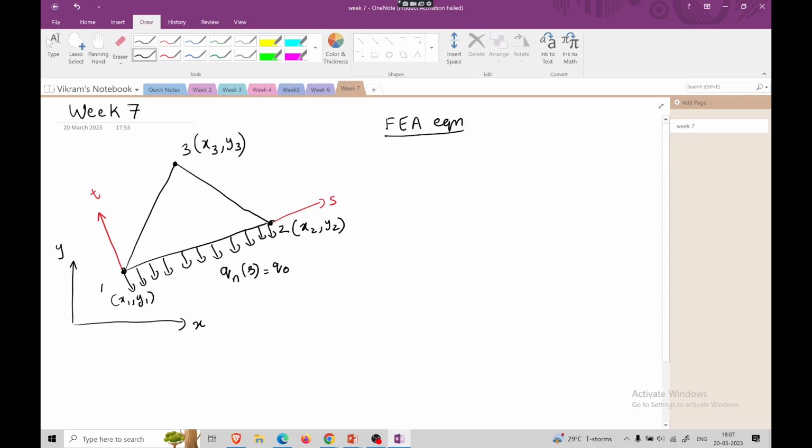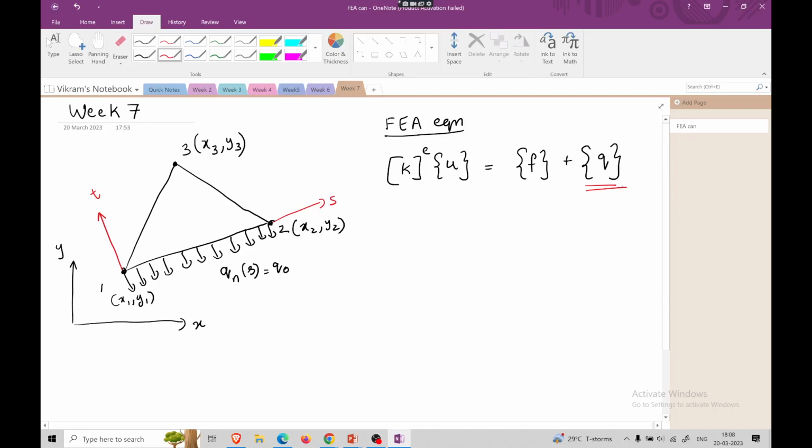So in short, I can say in a global manner, for a single element, since we are dealing with only one element: K, the stiffness matrix, into the displacement will be equal to my force term plus a boundary term. So this is what we are interested in this question. This is the boundary term. How will you represent the boundary term?